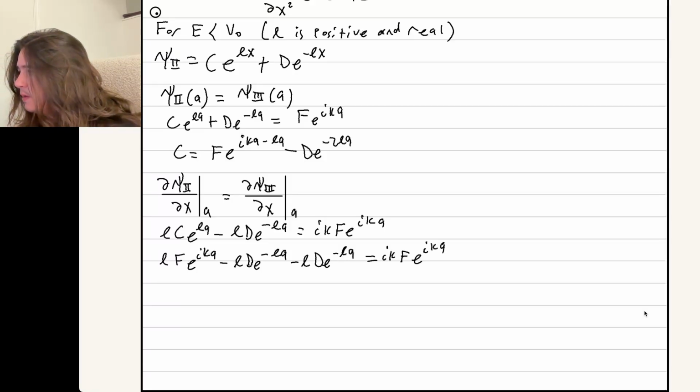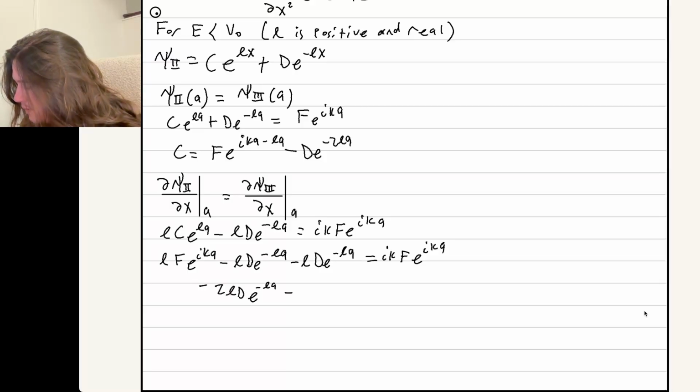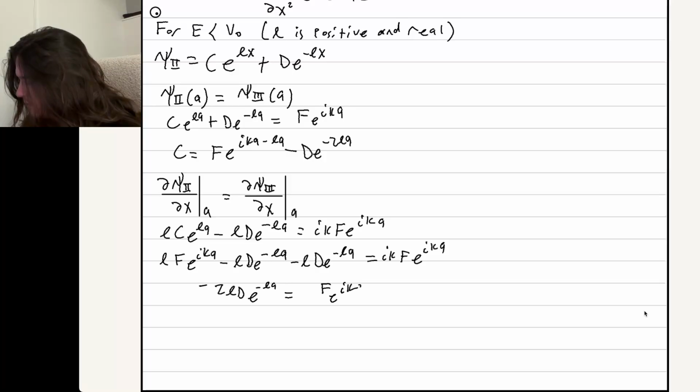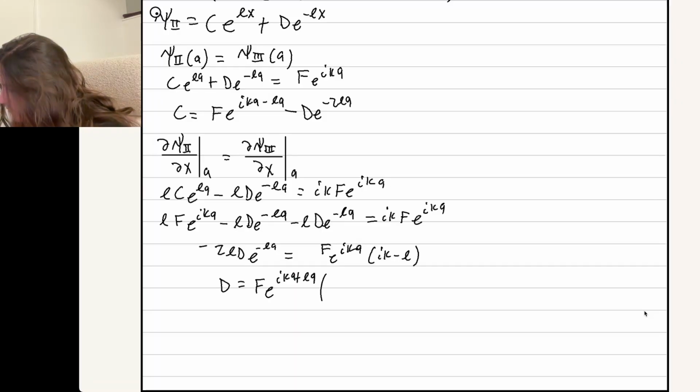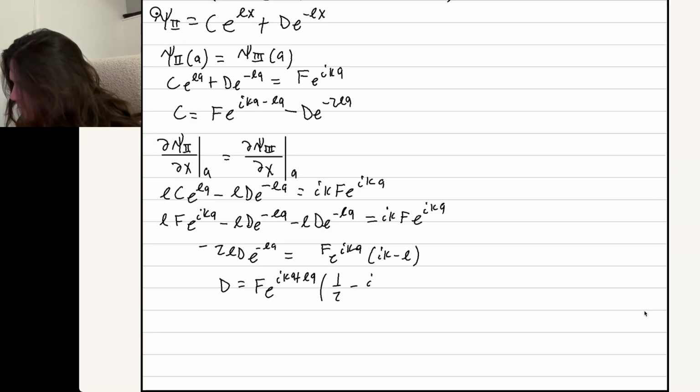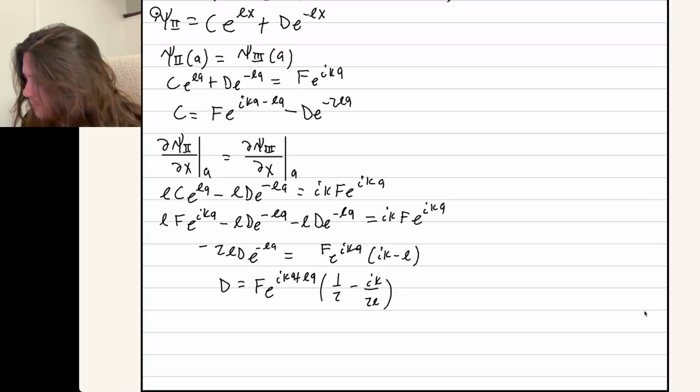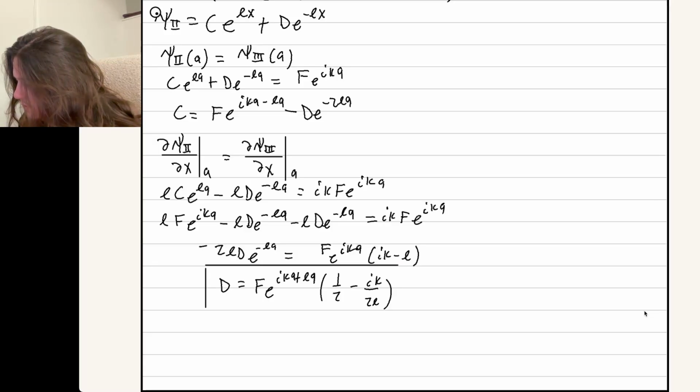Right. Okay. So we can combine the terms which depend on D and put them on the left side. So we'll have 2LD e to the minus LA, and on the right side, we'll have just F e to the ikA stuff. And then that's just (ik minus L), right? And then use that to solve for D. So we have D is equal to F e to the (ikA plus LA), and then dividing by minus 2L, we're going to have one half minus ik over 2L. That's kind of gross, but we are going to take it to the bank with us. So this is going to be important later.